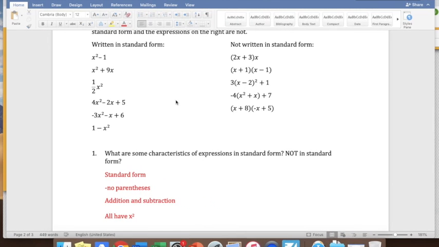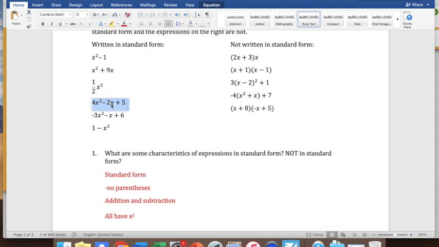The main difference here is that the ones written in standard form do not have parentheses. Hopefully that was visually apparent. Everything not in standard form seems to have parentheses involved. And standard form is exactly that. Everything is just something subtracted by something, something added to something else. There's just addition, there's just subtraction. The x terms have numbers before them, that's okay, but there's no parentheses anywhere.